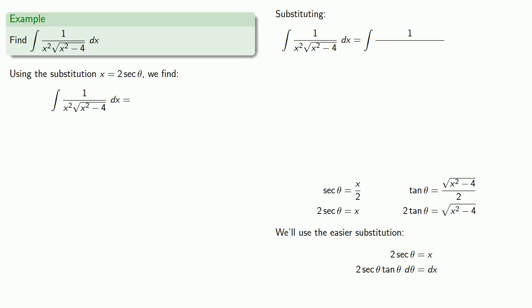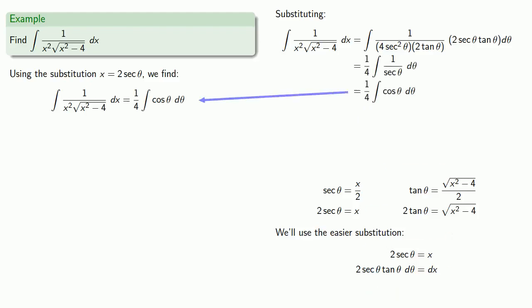So we'll substitute. x squared is going to be 4 secant squared theta. Square root of x squared minus 4 is 2 tangent theta. And finally, dx is... we'll do what algebraic simplification we can. And after all the dust settles, we're ready to do some calculus. So let's integrate.